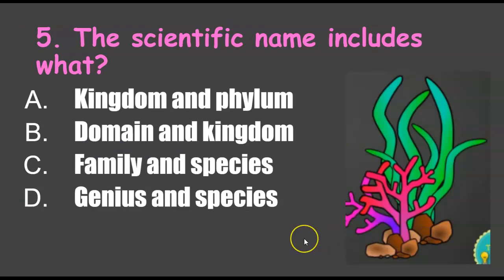All right, last one. The scientific name includes what? Is it kingdom, phylum, domain, kingdom, family, species, genus, species? So the only things that we've talked about in this topic is genus and species. You can learn about these or remember these through the Edpuzzle given.